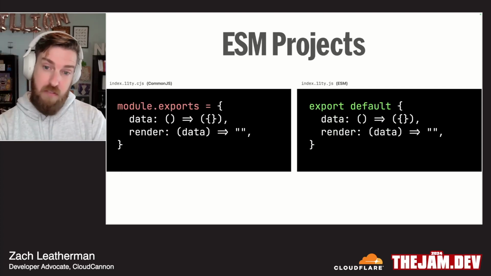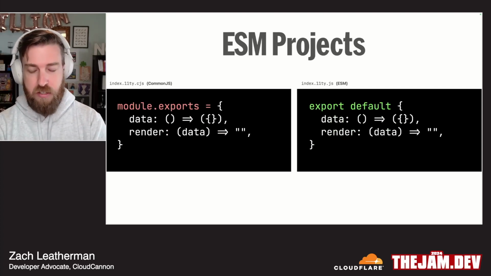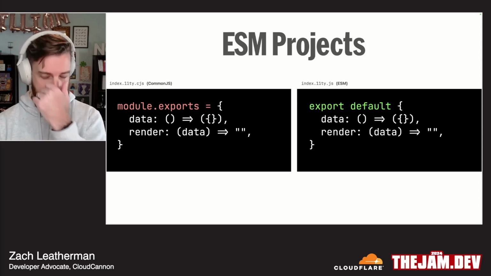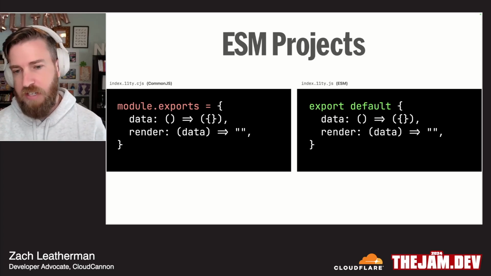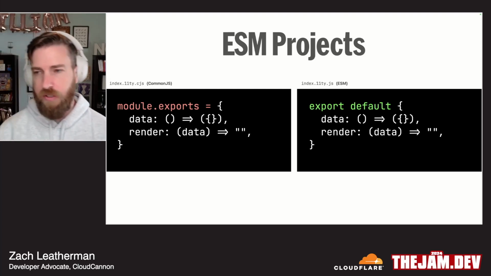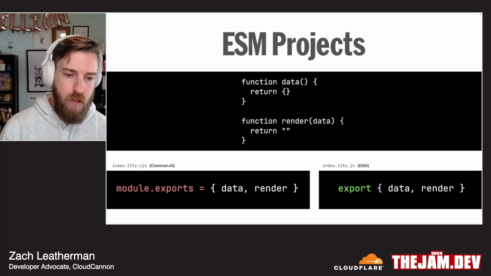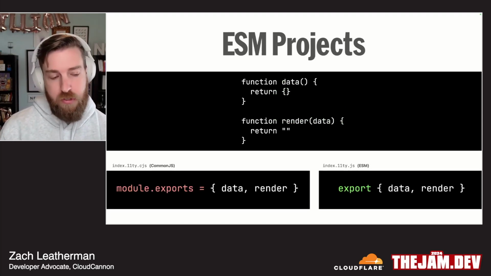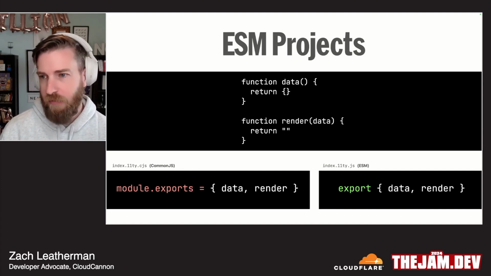And you can have ESM first JavaScript templates as well, and just export default here. We have a data key and a render key. Data feeds into the data cascade, and render is the HTML that is rendered to the final template. And this is what named exports look like. Again, it's just module exports. Just change it to export, and you're done. You're good to go.